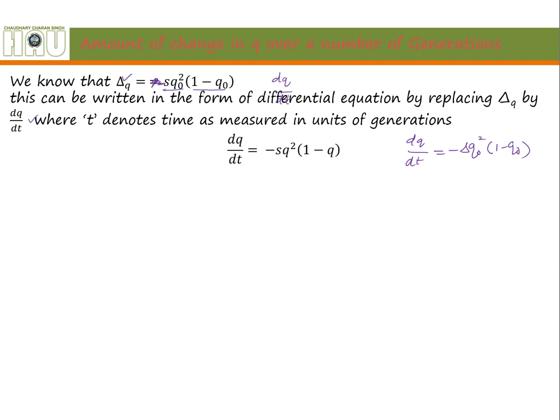Can I write like that? So dq by dt can be written as s. I am ignoring the subscript because I integrate this over the initial generation to nth generation. That's why I am just using this q instead of using q0. So we will get this relation.